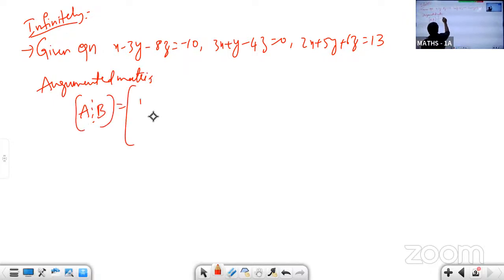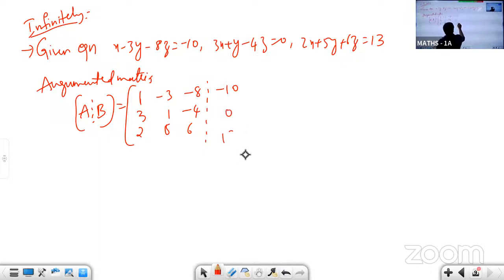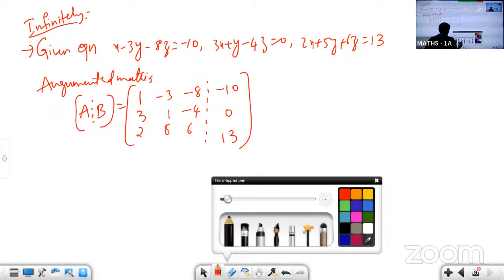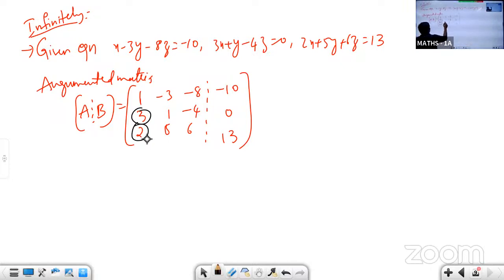Once again, 1, minus 3, minus 8. 3, 1, minus 4. 2, 5, 6. Dot, dot, dot. Write your constants: minus 10, 0, 13. Your concept will not change. What is that concept I said? Make this 0, and this 0.